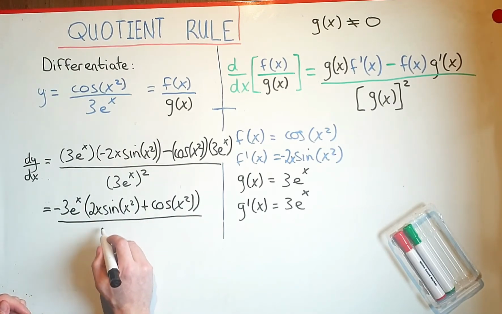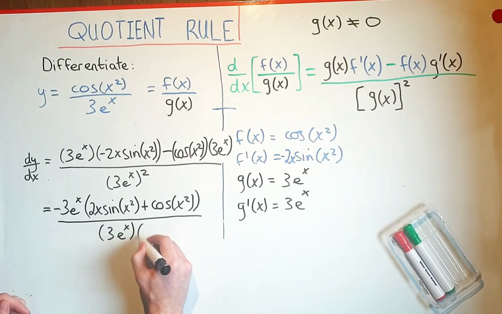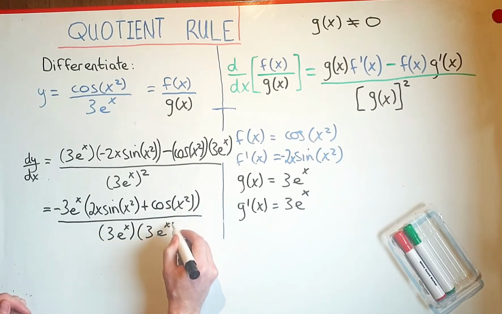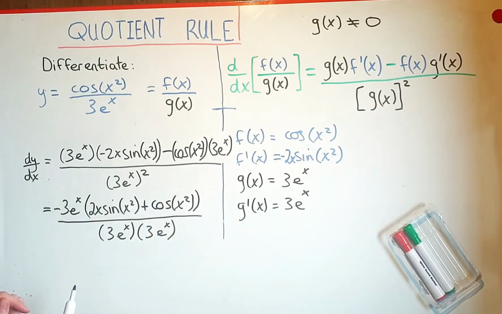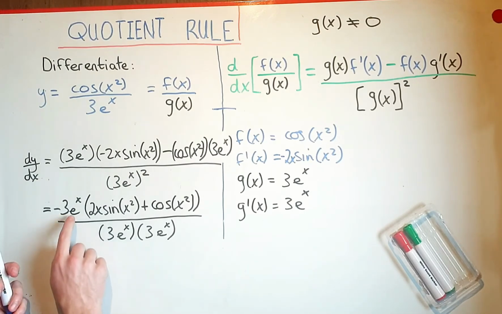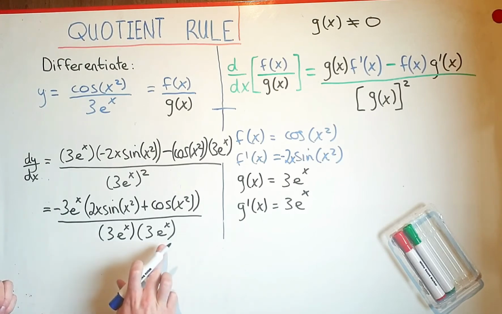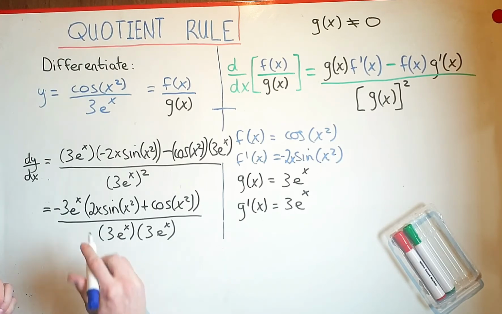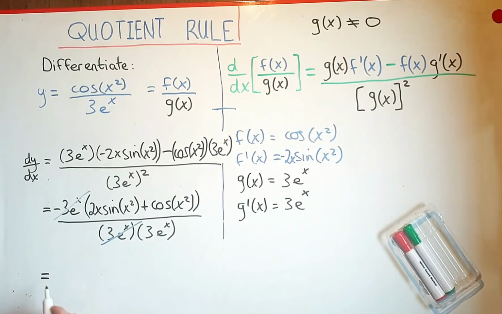To make it a bit more intuitive, I'm going to write this as 3e to the x by 3e to the x. So this is just another way of writing this expression to be squared. But now we can see that we have a factor of 3e to the x, and we also have one in the denominator. So we can actually cross this out with one of these here. That would leave us with a minus.